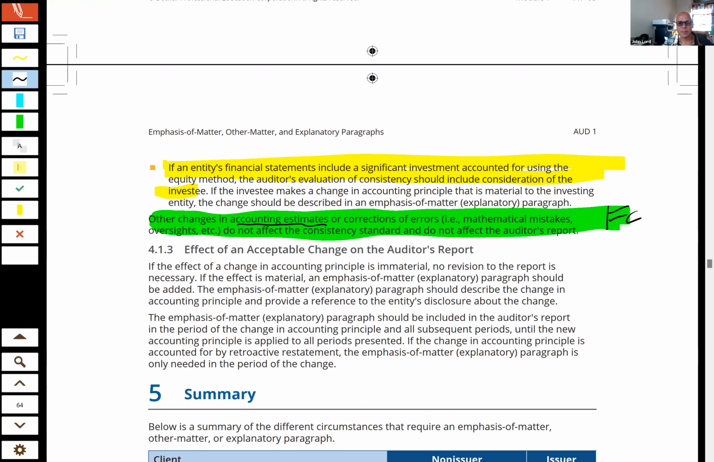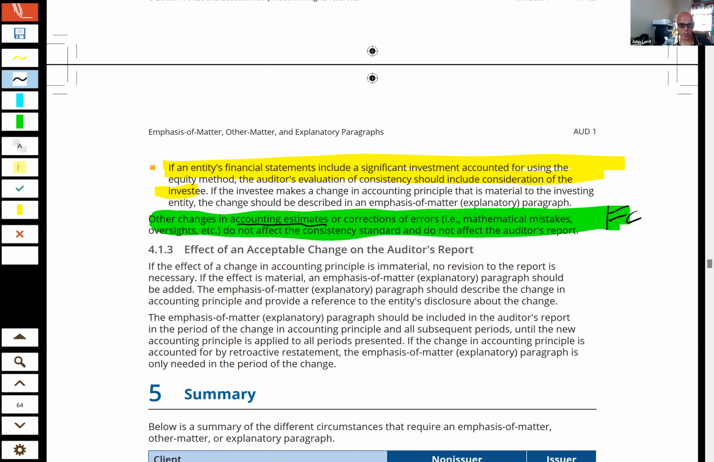I change my estimate as to the useful life of an asset. So I have an asset that I'm depreciating over 10 years using straight line, and I depreciated for the first 3 years. In year 3, I decide, you know what? This asset doesn't have a 10-year life. It actually has a 5-year life. Well, what would I do? I would take the remaining book balance, okay, and I would depreciate that over the remaining 2 years.